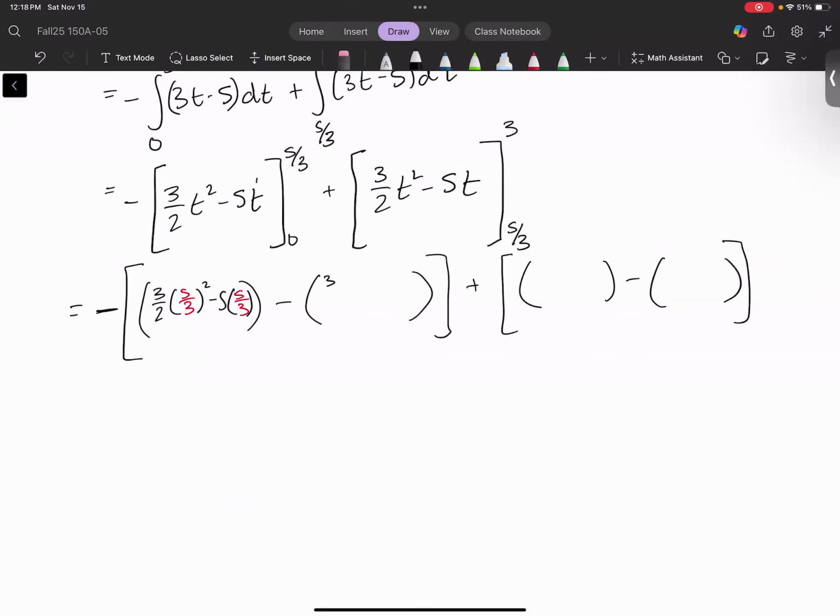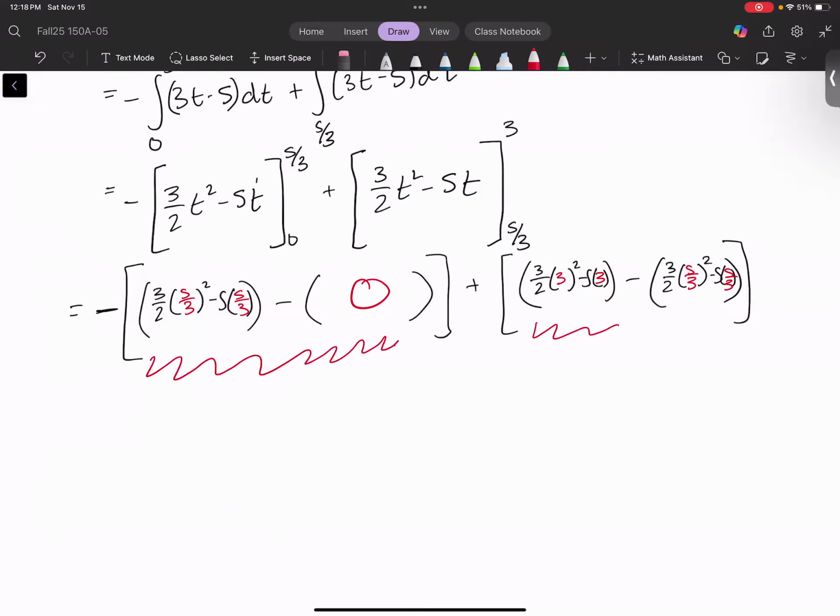If you plug in 0, you notice that's just a big fat 0. Then I can plug in 3 here. So 3/2 times 3 squared minus 5 times 3. And then 5/3 again. 3/2 times 5/3 squared minus 5 times 5/3 plugged in there. Now we have to be super careful about what's happening. So what I would recommend is deal with all the stuff in the big brackets first, then combine after that.